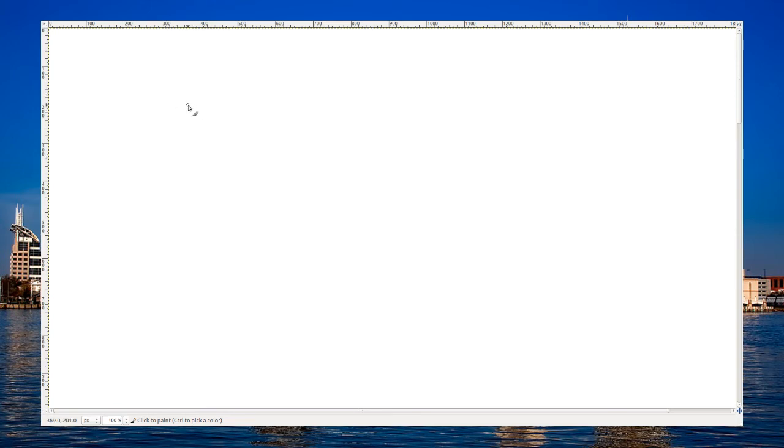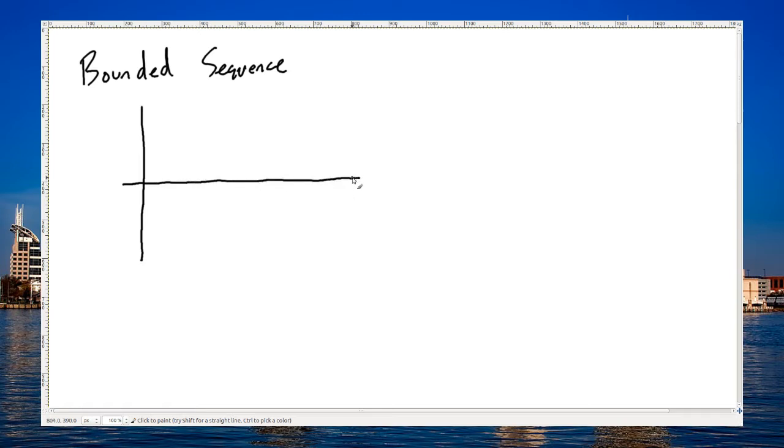Here's a couple of useful definitions. The first thing I want to talk about is what a bounded sequence is. And it's easiest just to draw a picture of what a bounded sequence looks like. So I'll draw the graph of a particular sequence. And so let's say that we get points like so. And maybe it looks like it's kind of going along a sine curve.